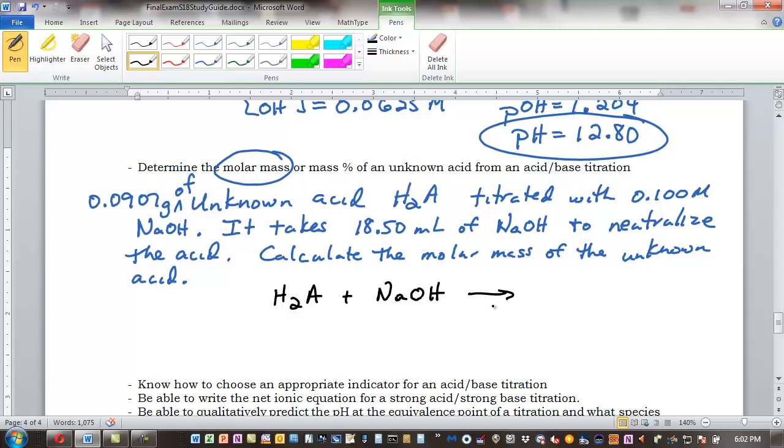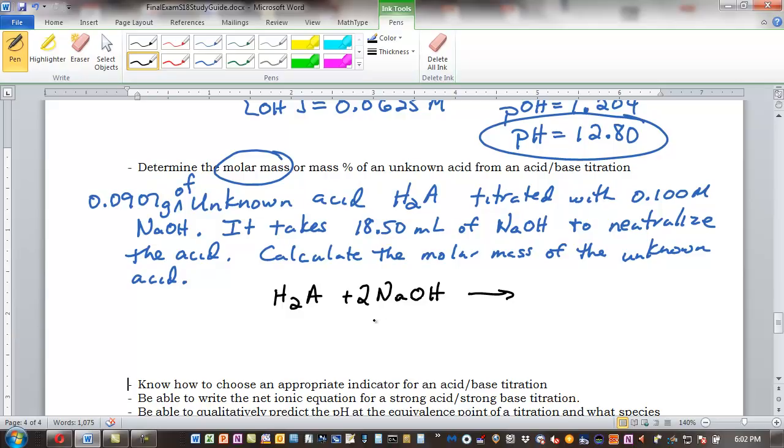H plus from the acid combines with hydroxide from the base to produce water. So it has to be 1-to-1 H plus to OH minus. So if I have 2 H pluses, I need 2 OH minuses, 2 hydroxides. So what's my coefficient here? 2. Needs to be 2. So there's my mole ratio without writing water and salt on the other side. I mean, we could do that as well.